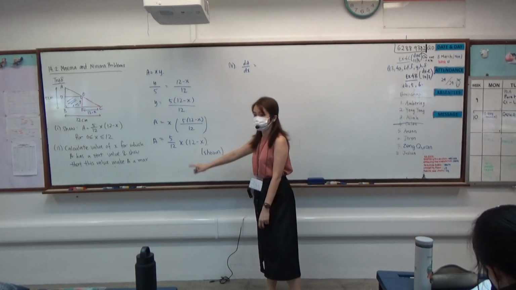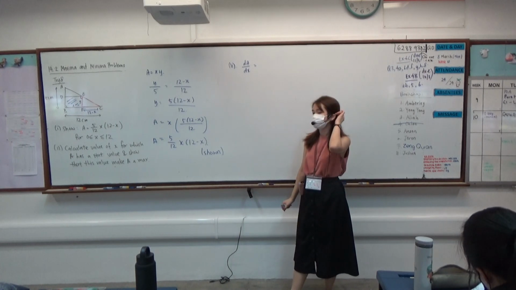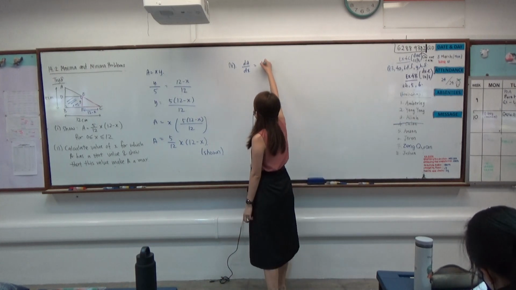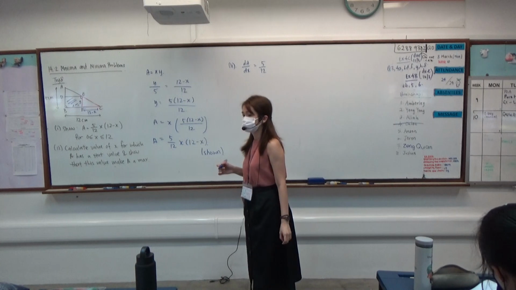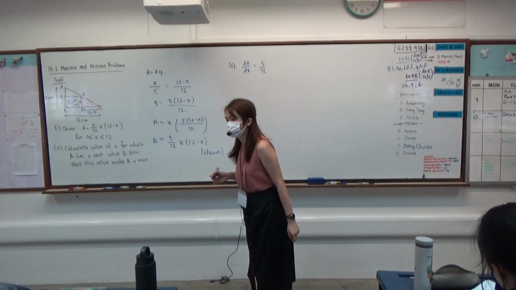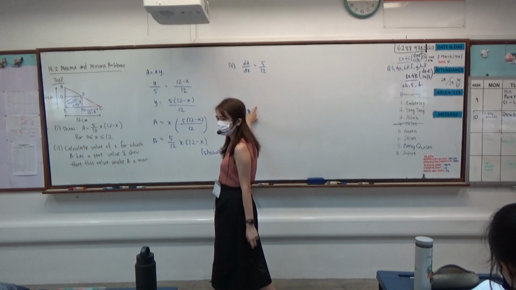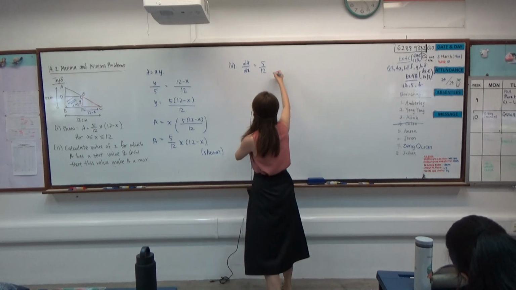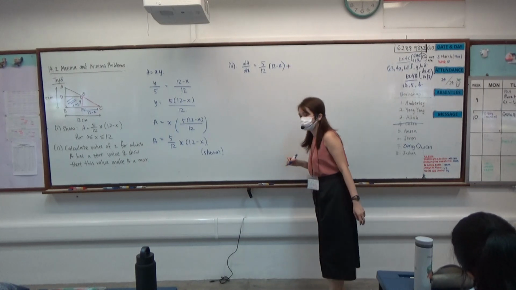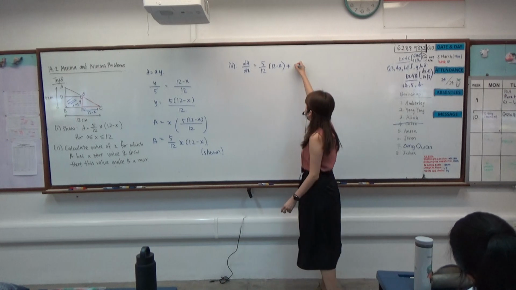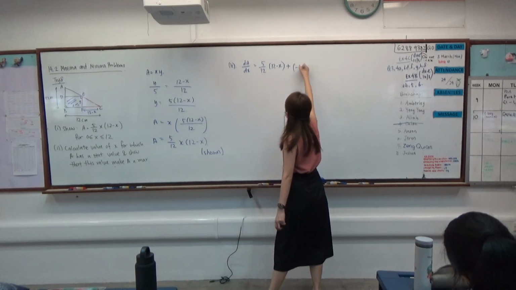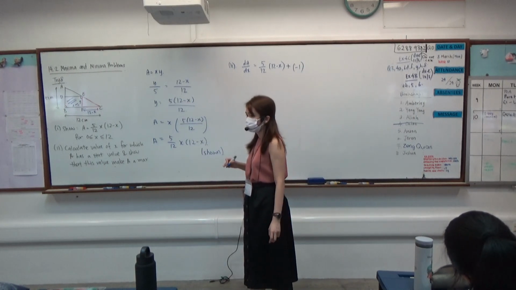How do I differentiate this one? Five over 12, then... sorry, say again. Sorry, I can't hear you at all. 5 over 12 then, times 12 minus x. Then, plus negative what? 1 times 5 over 12x.